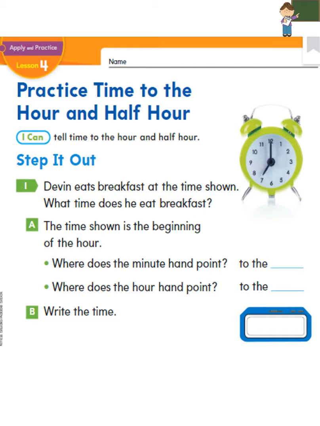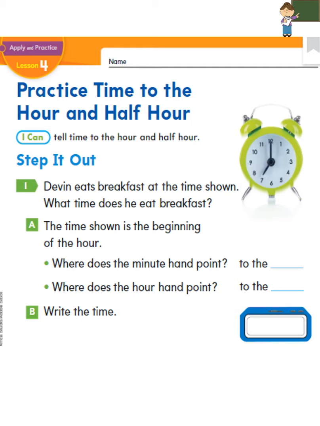Okay, so looking at this page in your book, let's step it out. Let's read together number 1. Devin eats breakfast at the time shown. What time does he eat? The time shown is the beginning of the hour. Let's look at that little clock.